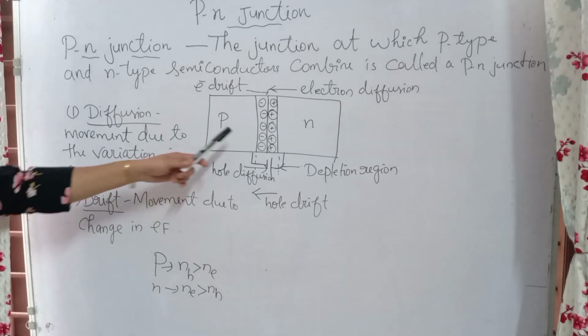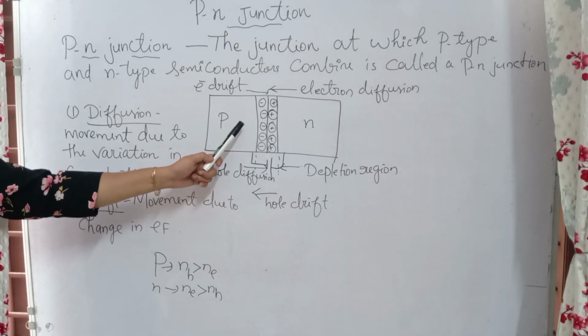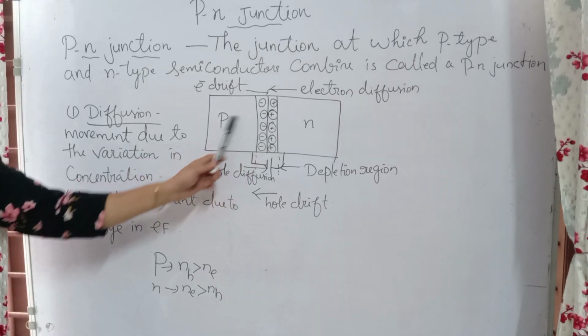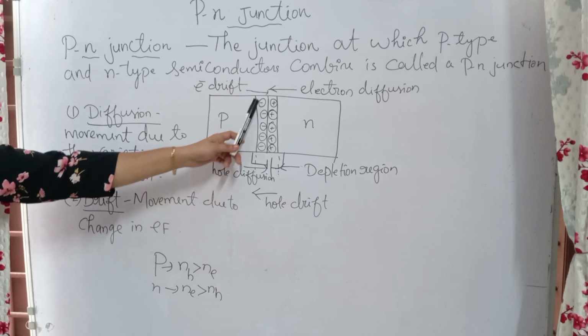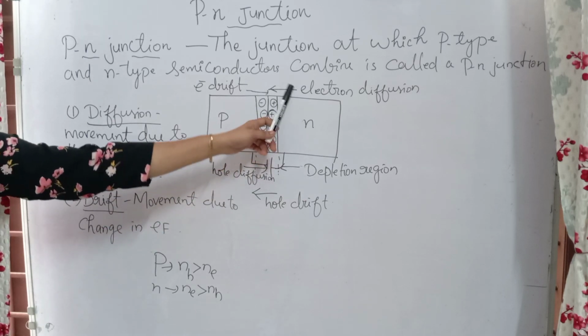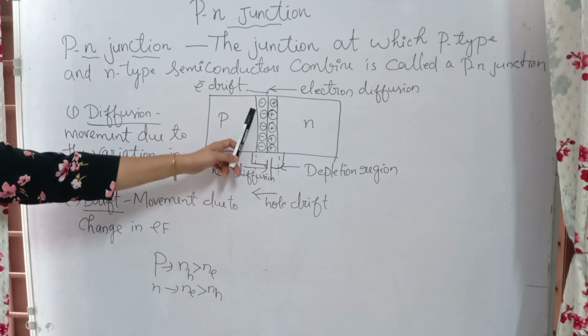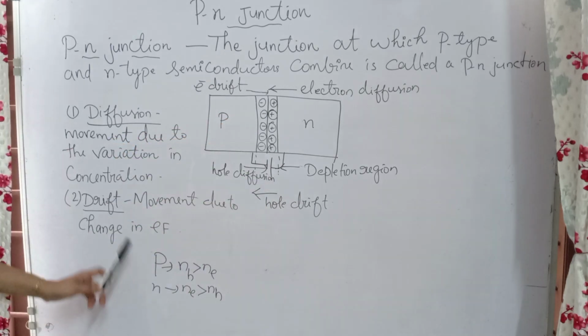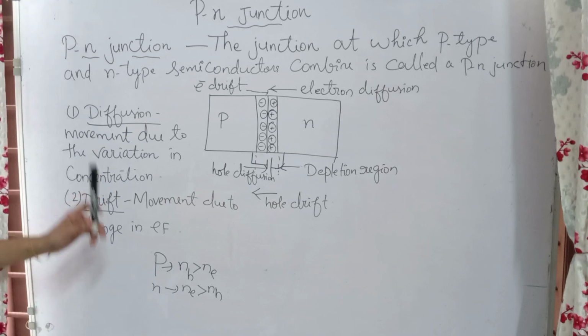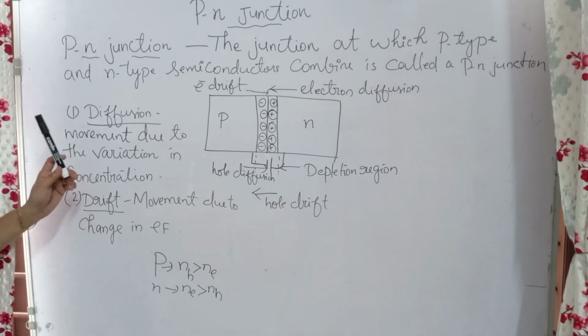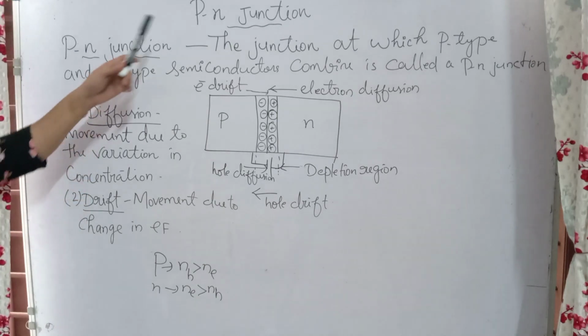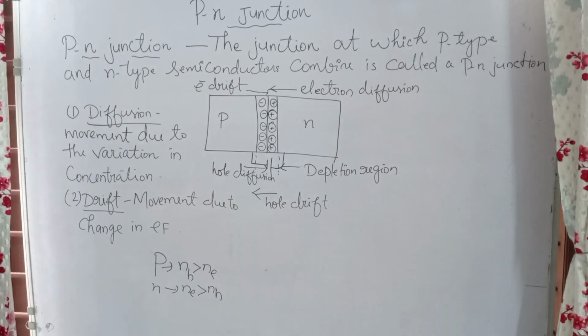So here the electric field will be set up. We have seen that these electrons and holes will be moving to both sides, and here a barrier will be formed and an electric field will be set up. That we will discuss in detail. So due to that change in electric field, a drift also happens. That is the second process that happens in the p-n junction. So we can discuss how the p-n junction is formed here.